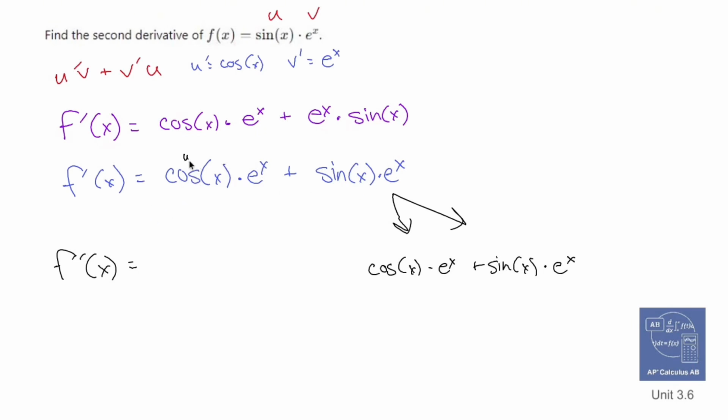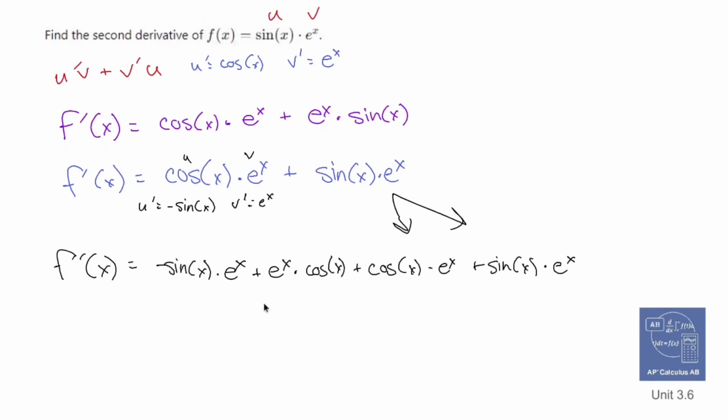All right, you're going to be my u and you're going to be my v, so u prime is going to be negative sine x because the derivative of cosine x is negative sine x, and v prime is going to be e to the x, right? So u prime v is going to be negative sine x times e to the x plus v prime u is going to be e to the x times cosine x. And that's all still attached to this guy right here.